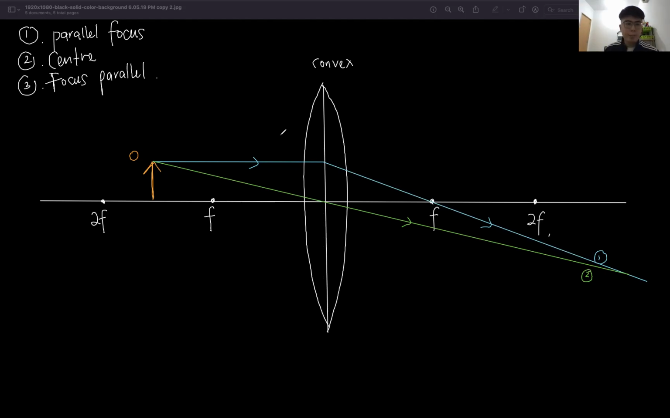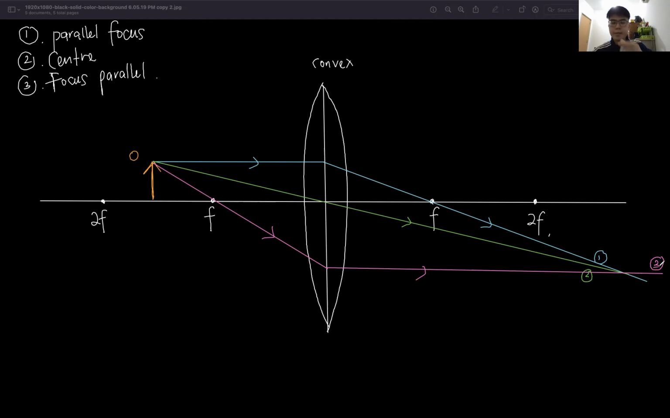Number 3, focus, parallel. That means I have to go through focus first. Which focus? This one just in front of it, not the other side one. Focus. And then all the way to the middle of the lens, then you go parallel to the axis. Like this. This is ray number 3.